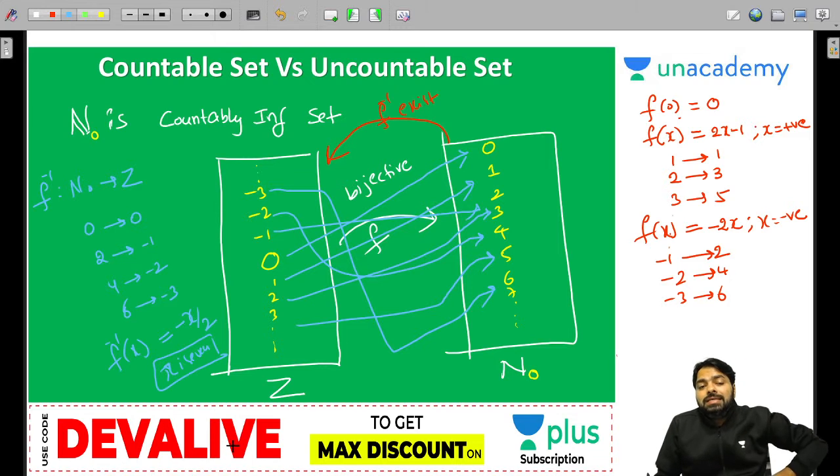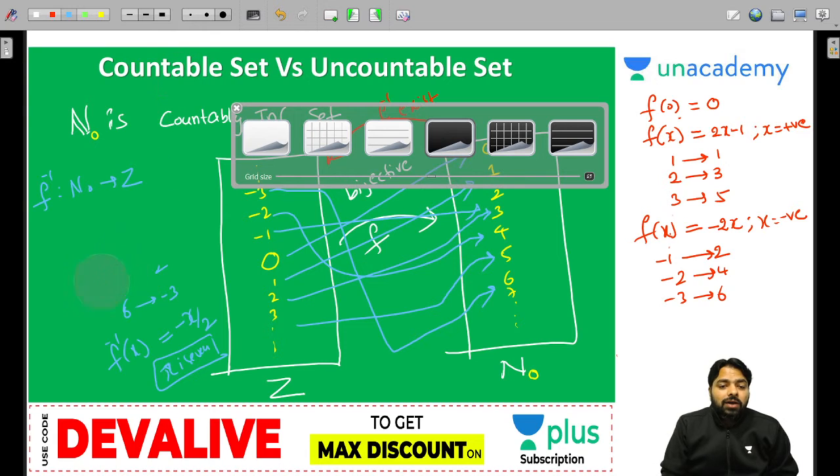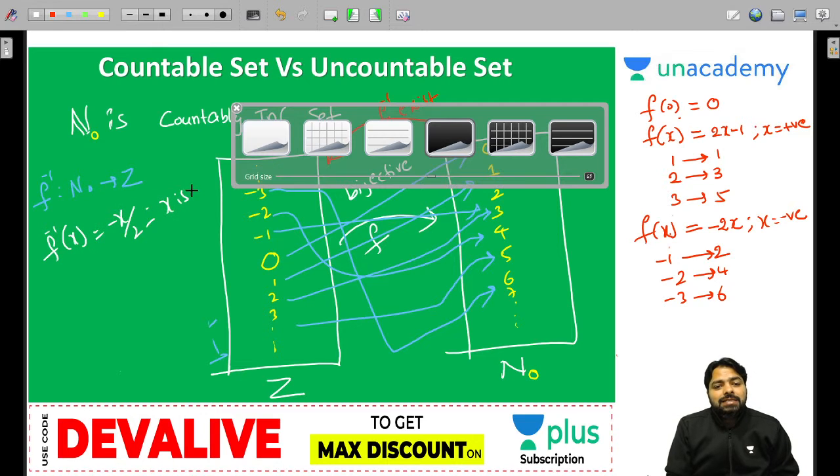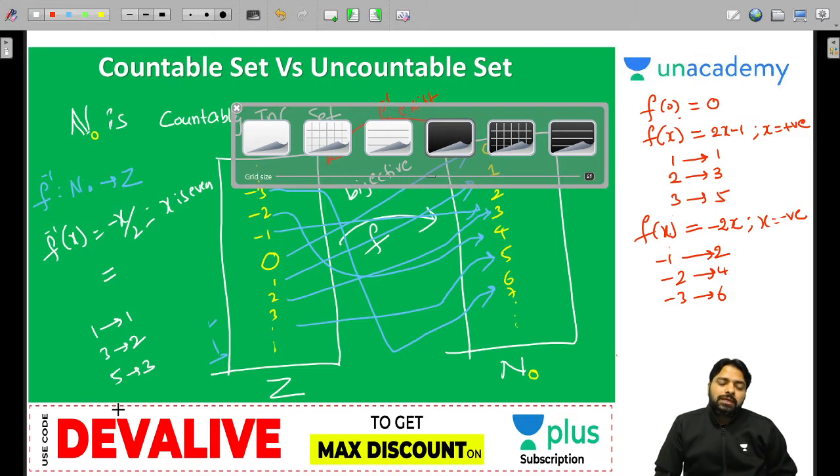When x is odd, then you have to do something else. Yes, minus x by 2. So I got that. F inverse of x is equal to minus x by 2 when x is even. Similarly, now I want to do that for odd. How? Reverse. 1 goes to 1, 3 goes to 2 and 5 goes to 3. How do we do that? Odd numbers. If it is x, what is the relation? You can see that x plus 1 by 2.